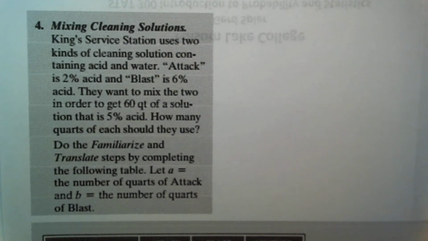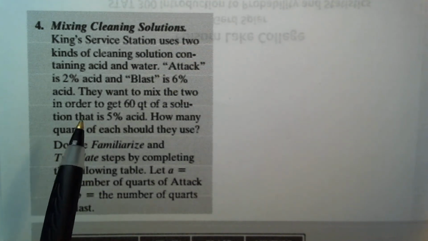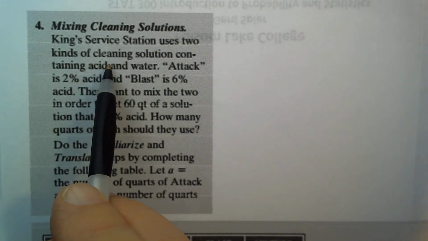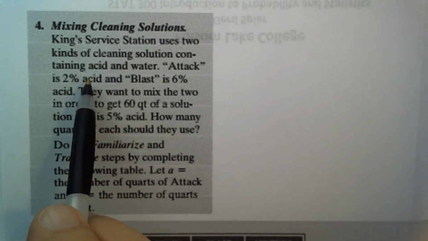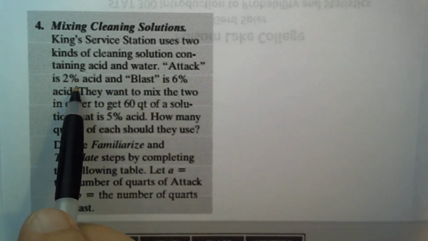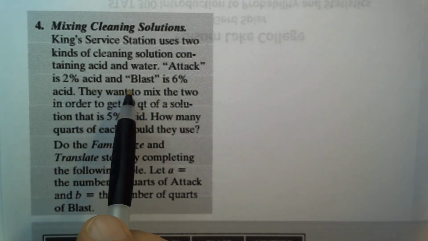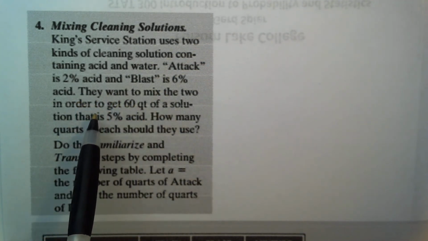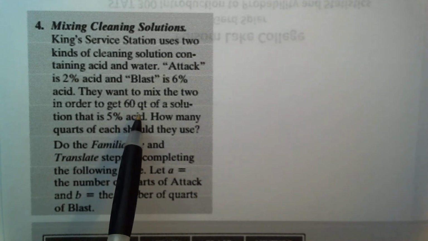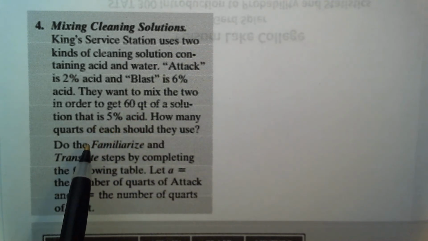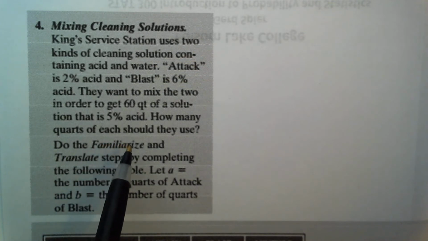The next exercise is about mixing cleaning solutions. King's service station uses two kinds of cleaning solution containing acid and water. Attack is 2% acid and Blast is 6% acid. They want to mix the two in order to get 60 quarts of solution that is 5% acid. How many quarts of each should they use?